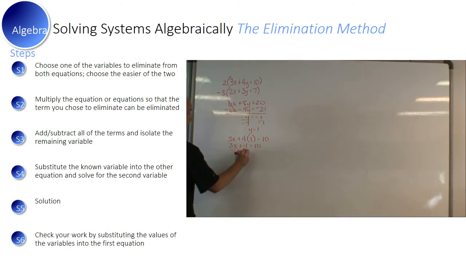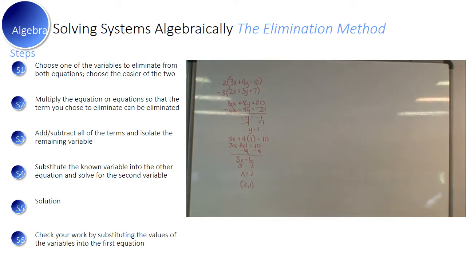At this point, you're going to isolate the x variable. So subtract 4, cancel out the 4's, you're left with 3x equals 6. Now continue isolating the x, divide by 3. That's going to give you x equals 2. So the solution to this problem is 2, 1.